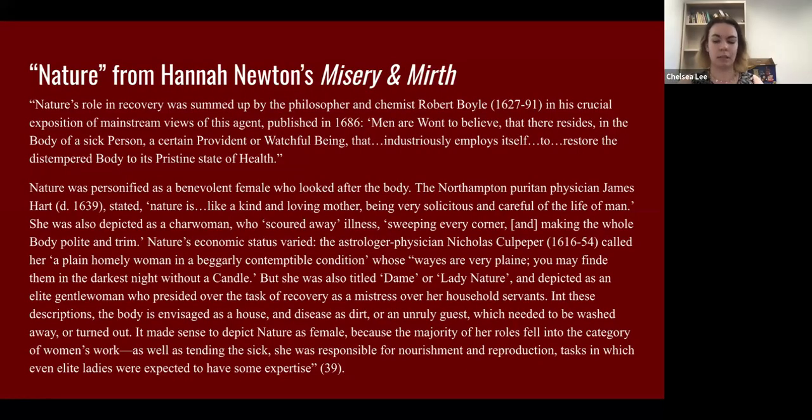Newton also interestingly points out that while nature was often feminine because healing was associated with female duties, there were also depictions of nature that represented her closer to a warrior queen, exhibiting masculine levels of aggression in pursuit of the defense of the home, which is the body.